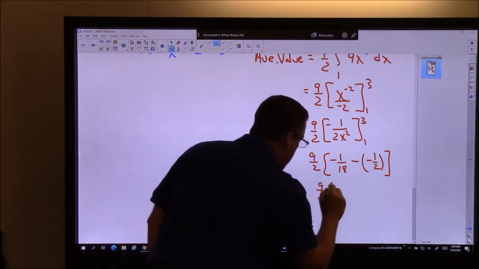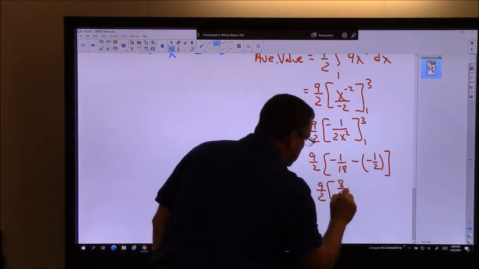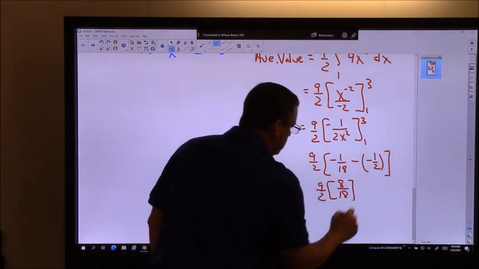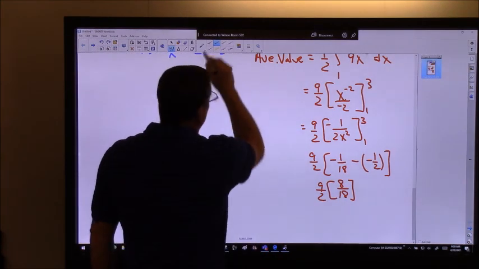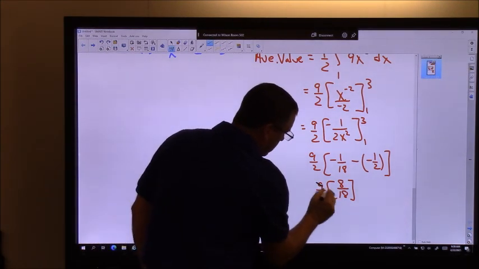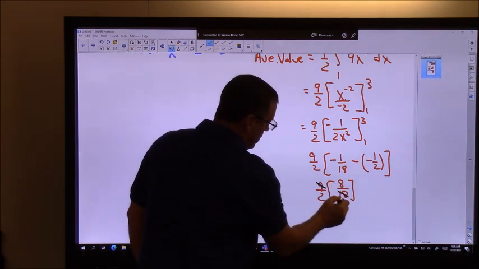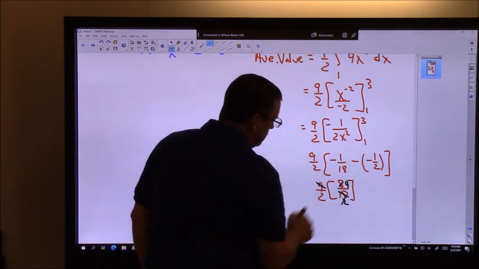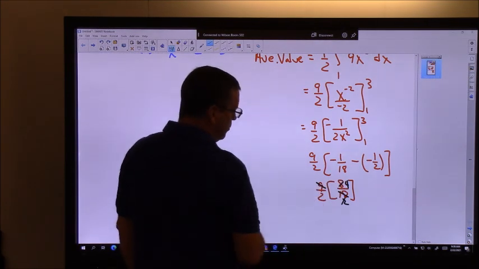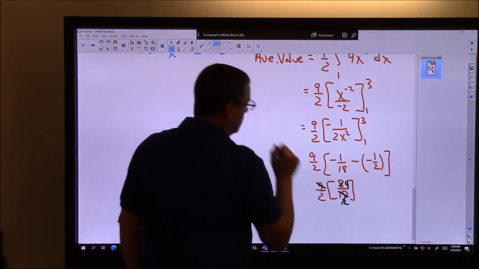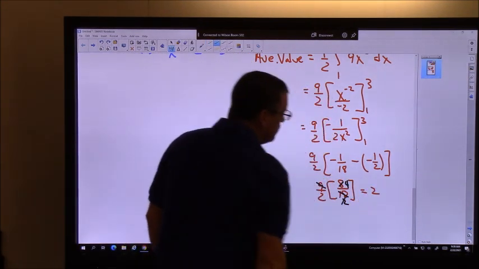So 9/2 times 8/18. Let's see, if I do a little bit of cross-canceling here, that becomes a 1, that becomes a 2. 8 divided by 2 is 4. 4 divided by 2 is 2. There's our average value.